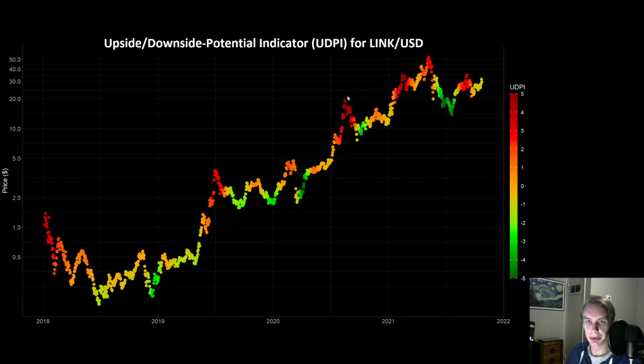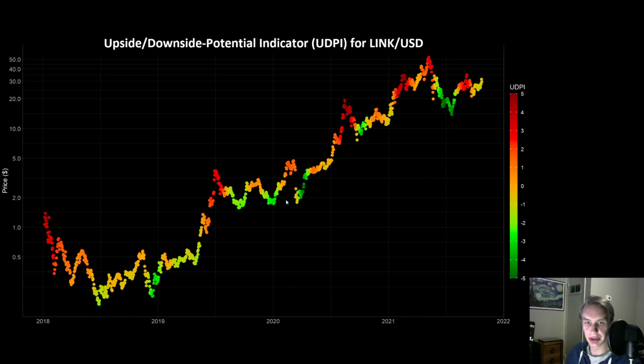So it did a 10x move from here to here. And so if one had been following the UDPI and had bought at this point where the UDPI became quite confident that the bottom was in, one still would have done very, very well. One would have 10x'd their money from here to here.